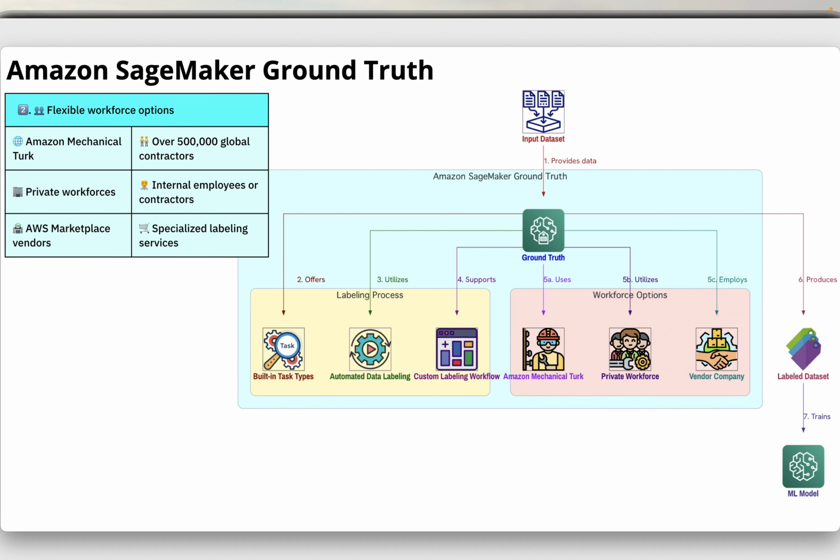Ground Truth offers a flexible approach to data labeling by allowing users to leverage various workforce options. These include Amazon Mechanical Turk, with over 500,000 independent contractors worldwide. Then private workforces, which are created from your employees or contractors, like your own. So you will outsource it, and you will not ask Amazon. The first one is you ask Amazon to use their contractors, or you can provide your own private workforce. And finally, specialized vendor companies from AWS Marketplace. So you can choose one of these three.